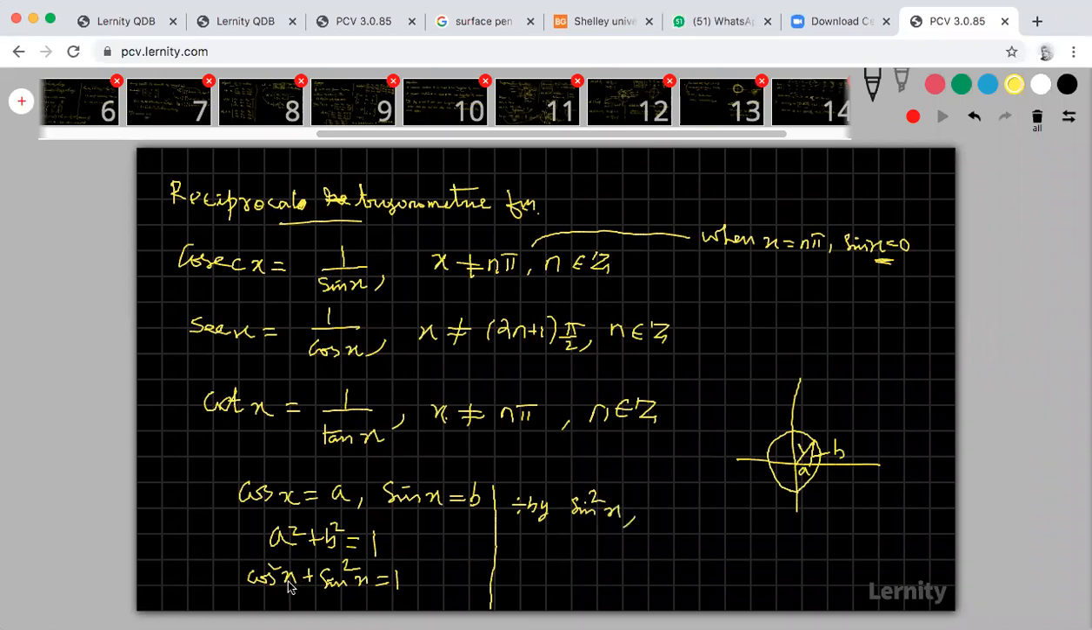This is entirely divided by sin square. Here I am getting cos square x by sin square x. Here I will get 1 only. Why? Because I am dividing sin square by sin square, it is 1. Right hand side, 1 by sin square.